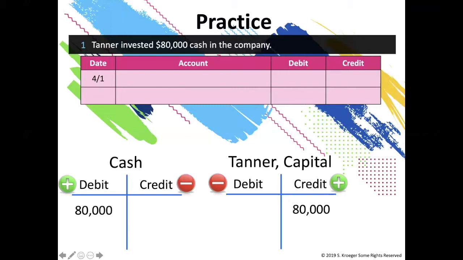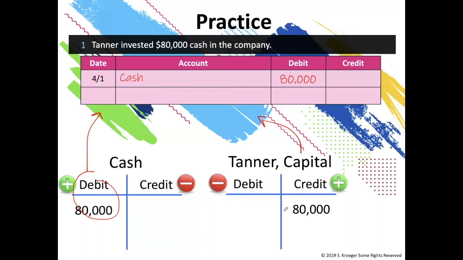These are the T accounts. We now want to take these entries and put it into the journal. Which one needs to go first? Remember what I said that the debits go up top? The debit would be this 80,000 to cash. We would write cash on the top line and $80,000 in the debit column.